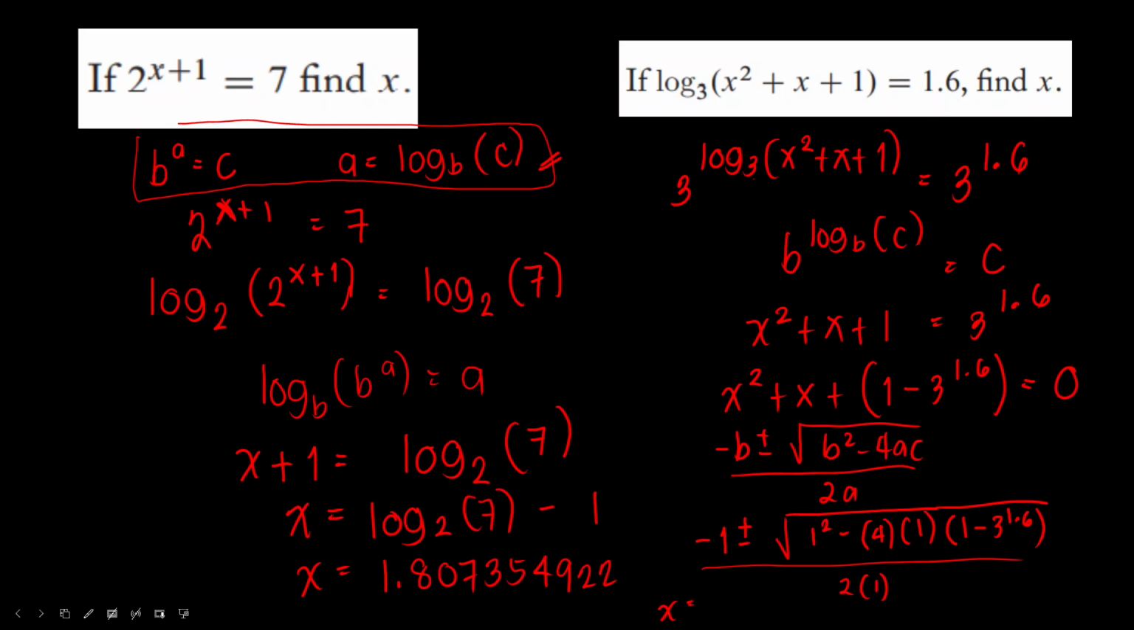So, x is 1.747119. Yung isang x, yung another x is negative 2.747119. Okay, so this is the final answers. Okay? So, that is how you manipulate exponential and logarithm functions.